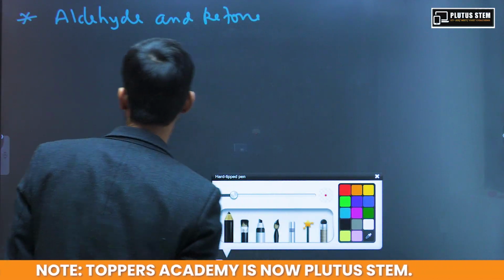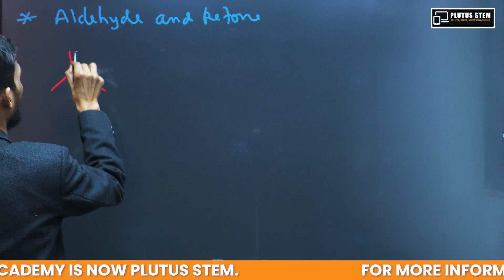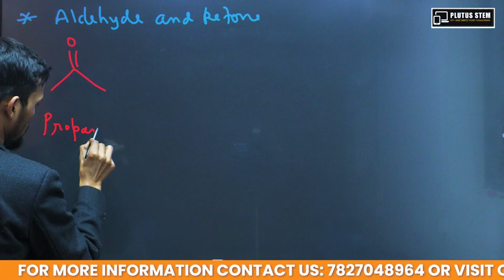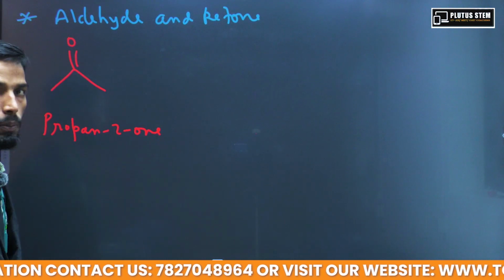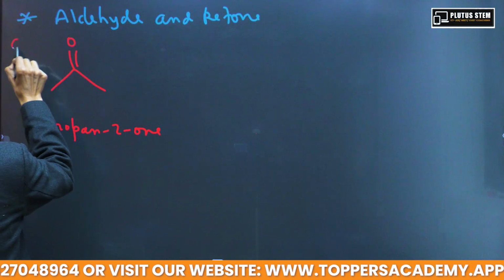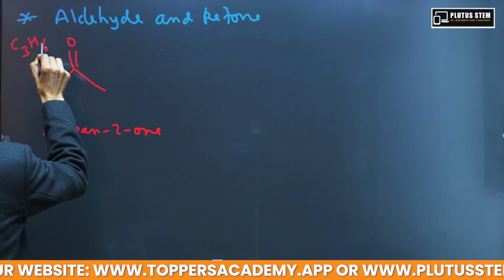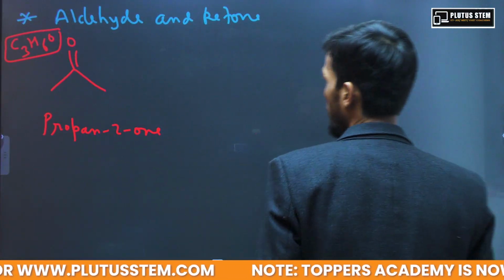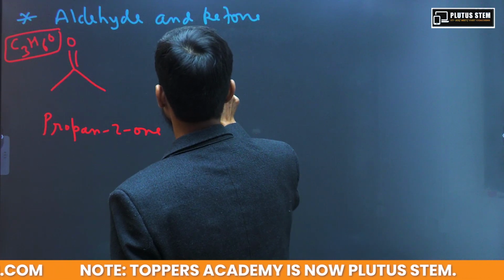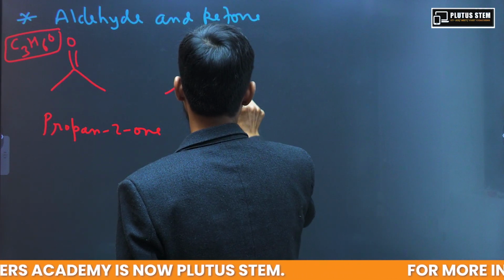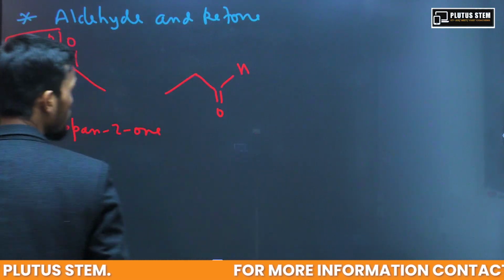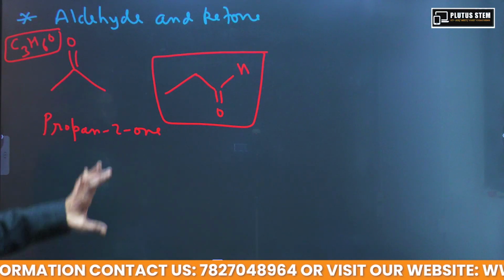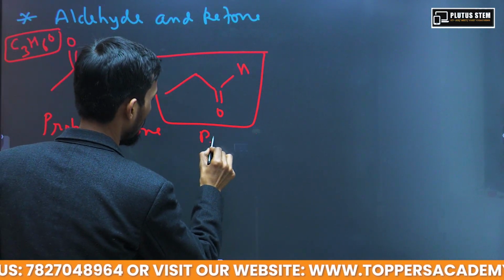So if you think that this is propan-2-one, this one is propan-2-one, and the molecular formula of this is C3H6O. And if you want to draw one more compound over here, CH3, like this, this is also C3H6O, but this is propanal.